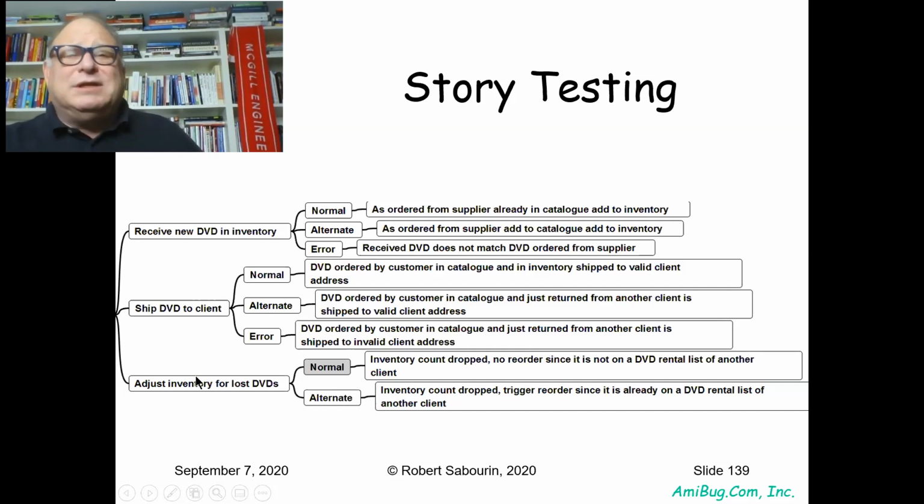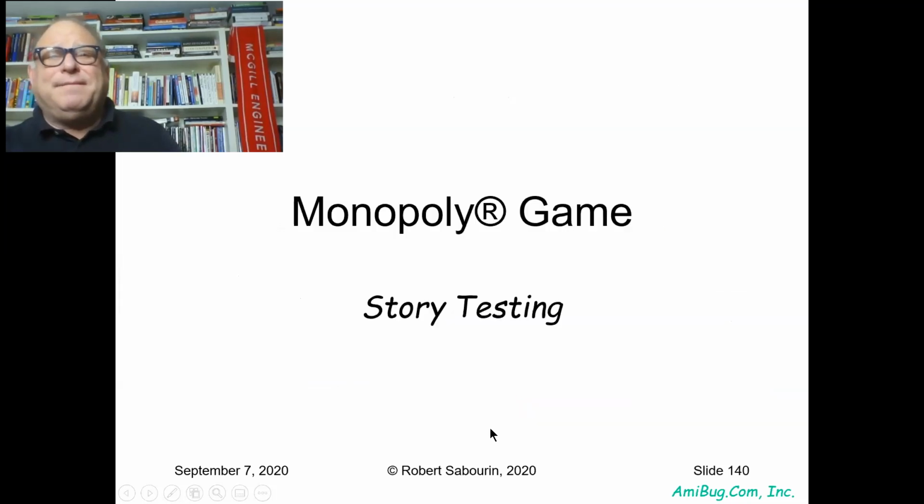And the last one on this list, adjusting inventory for lost DVDs. So we basically, inventory count dropped. This is normal flow, no reorder since it is not a DVD on the rental list of another client. And alternate, we drop the inventory, we trigger a reorder because someone else wants to rent the DVD. So we have very few cases for that. You notice there's no error flows for that one.